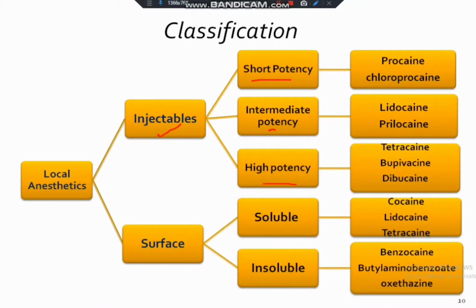The short potency category involves two drugs, procaine and chloroprocaine. Intermediate potency involves lidocaine and mepivacaine. High potency drugs involve tetracaine, bupivacaine and dibucaine. So these are the classification of injectables. Now the next one is surface anesthetics, which are again of two types, soluble and insoluble. Soluble contains three drugs, cocaine, lidocaine, tetracaine, and insoluble contains benzocaine, butamben and oxyethazaine. So all these drugs are classified under local anesthetics.